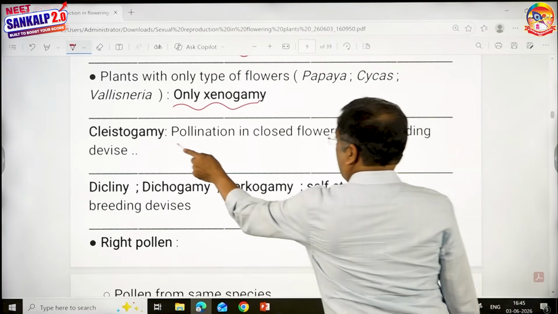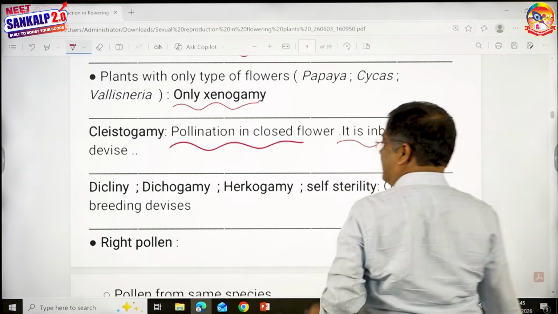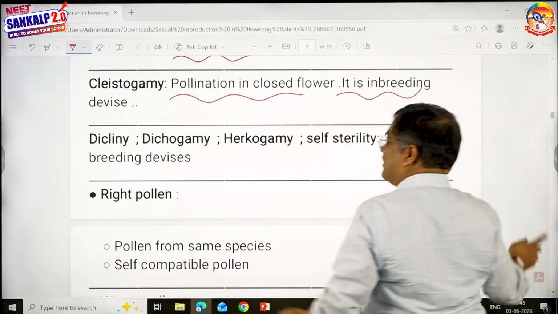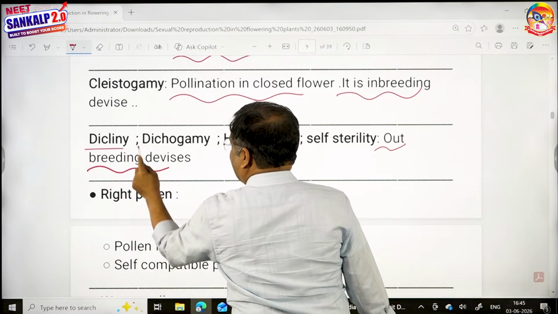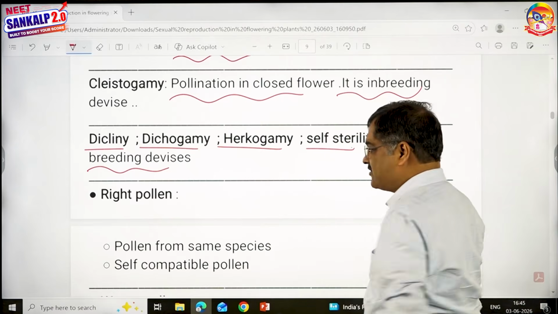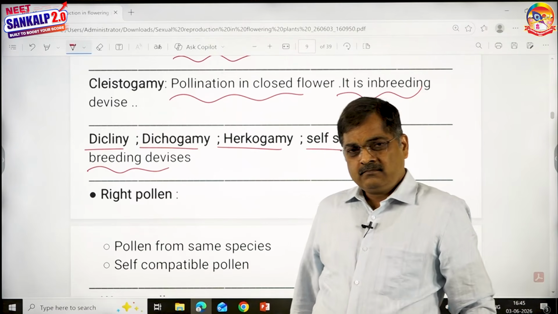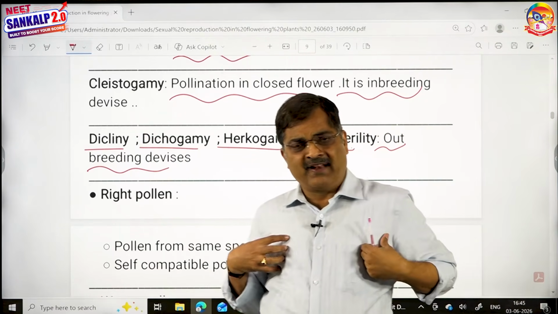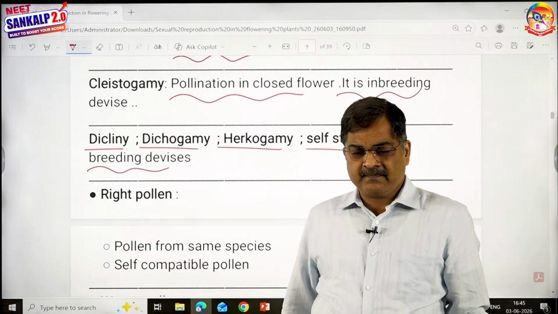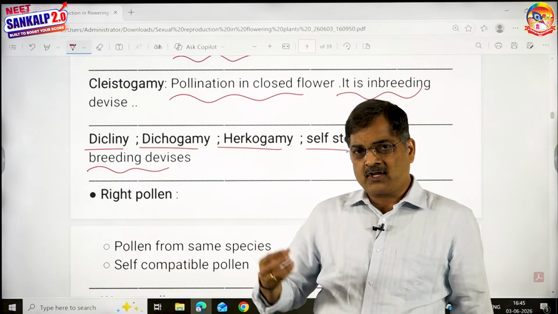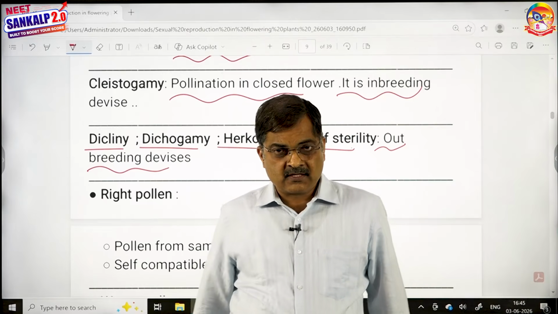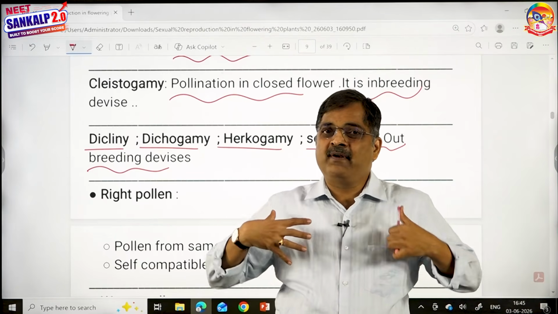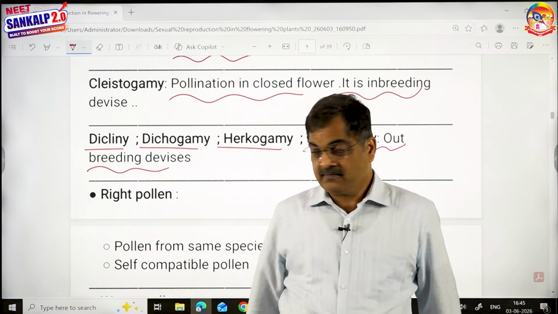Cleistogamy, pollination in a closed flower, we already discussed, it's an inbreeding device. Then what are the outbreeding devices? These are all outbreeding devices, children. Dicliny, dichogamy, hercogamy and self-sterility. What are outbreeding devices? If I'm a flower, I want always variations. All right, variations are possible when I get pollen from another plant of the same species. So therefore, I tend to prevent or avoid self-pollination.